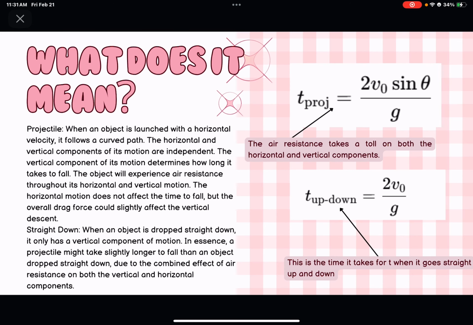What does it mean? A projectile is launched with a horizontal velocity. It follows a curved path, and this curved path takes longer to reach the ground. The object will experience air resistance throughout its horizontal and vertical motion, and while the horizontal motion does not affect the time to fall, the overall drag force could slightly affect the vertical descent. When an object is dropped straight down, it only has a vertical component of motion. In essence, the projectile might take slightly longer to fall than an object dropped straight down due to the combined effect of air resistance on both horizontal and vertical components, as seen in the formulas shown.